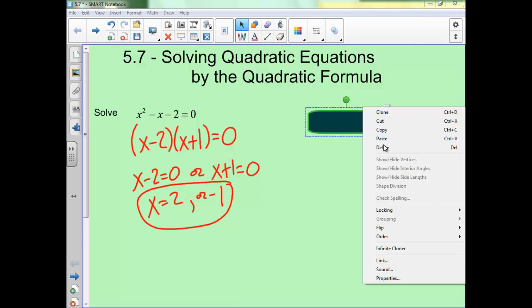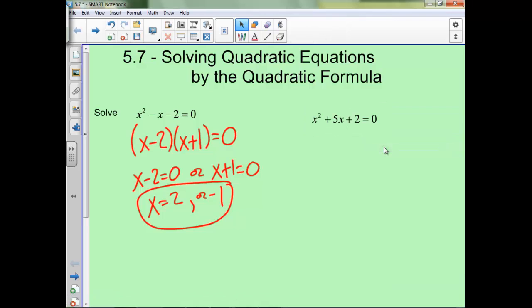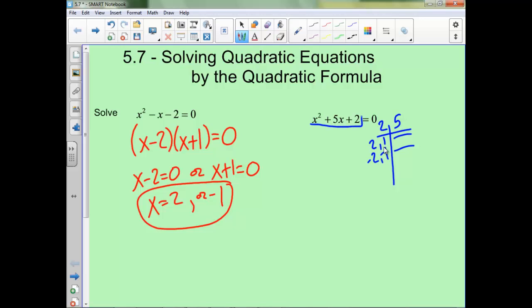What about this one? Well, notice this one, if we try to get two numbers that multiply to 2 and add to 5, our only options are 2 and 1. That doesn't work. Or negative 2 and negative 1 doesn't work. So this trinomial is prime, meaning we can't solve this equation by factoring.